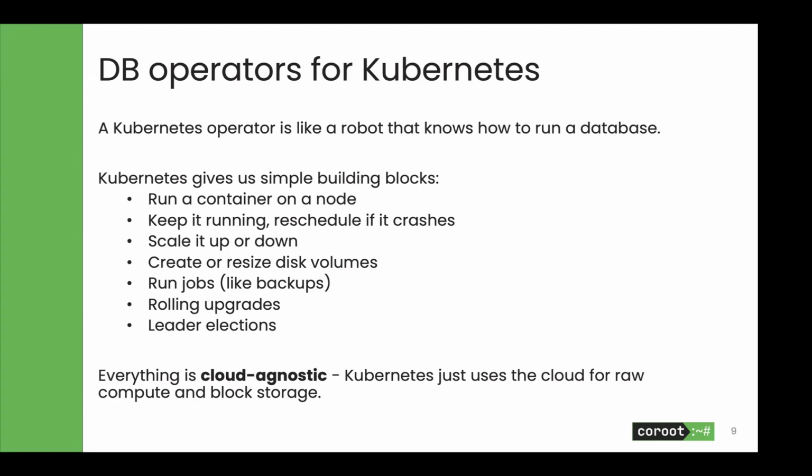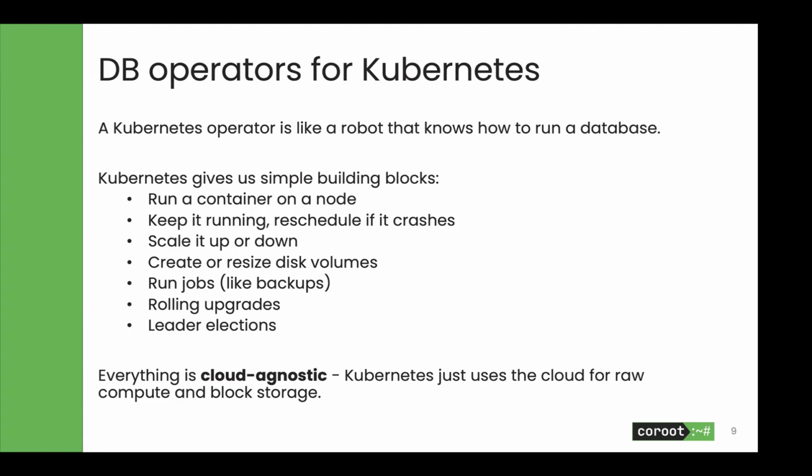Operators are pieces of software that know how to run specific systems. For example, operators for databases know how to run PostgreSQL in high availability mode. They know how to perform backups. They know how to restore from backups. They can automatically initiate a switchover to replace an unavailable primary server and so on. And Kubernetes simplifies building such software because we can operate only at the higher level.